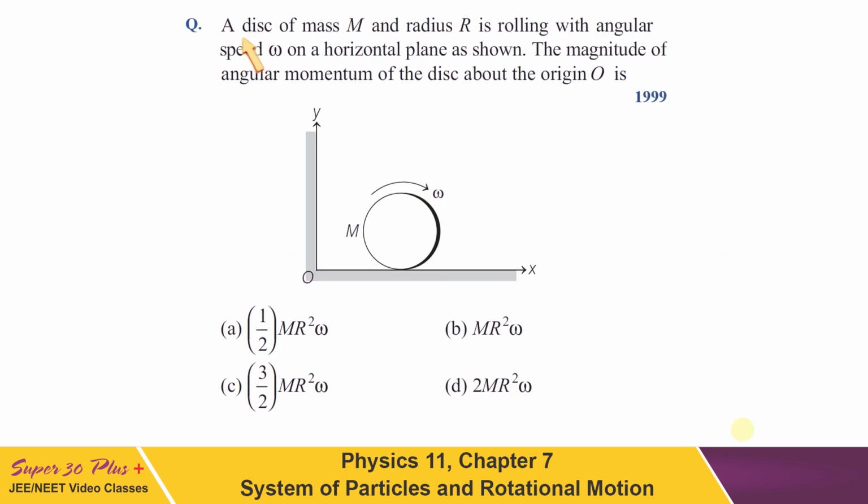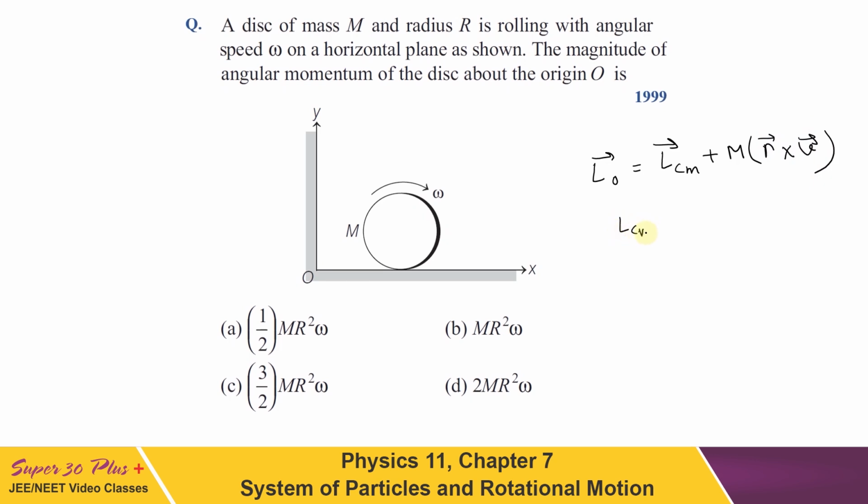Proceed to next now. A disk of mass m and radius r is rolling with angular speed omega on a horizontal plane as shown. The magnitude of angular momentum of the disk about the origin is? Now see, from the theorem we can write L about O to be equal to L about center of mass plus m r cross v. In the last session, I had explained how angular momentum of an object can be calculated if its axis is not constant. So, now I am going to apply this formula.